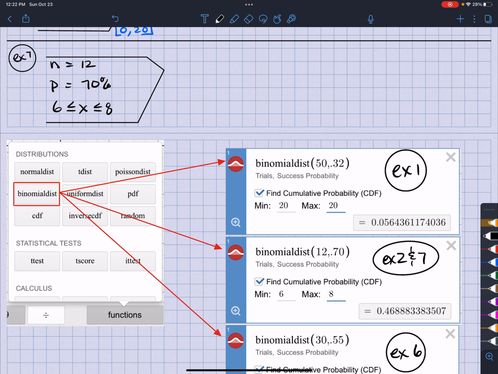All right, so now example 7 is going to give me, again, the same example as 2, but now we want to use CDF. So what does this give me? This gives me, oh boy, this is going to be a little fun. So again, this wants 6, 7, and 8. Okay?